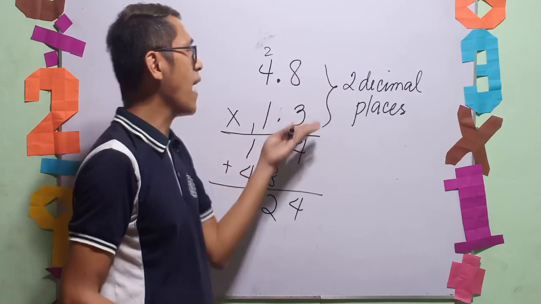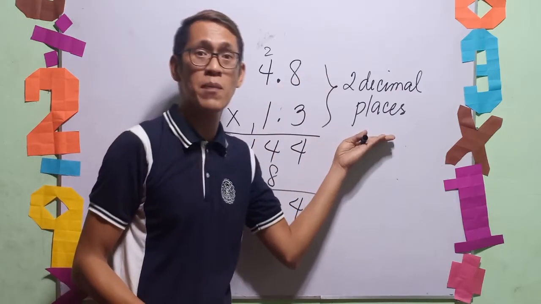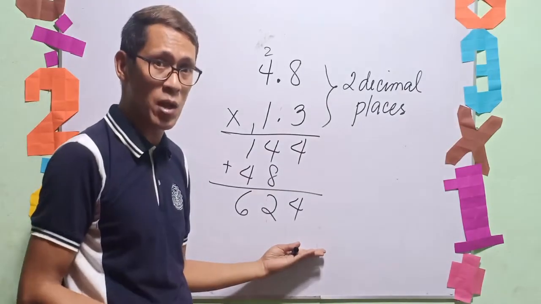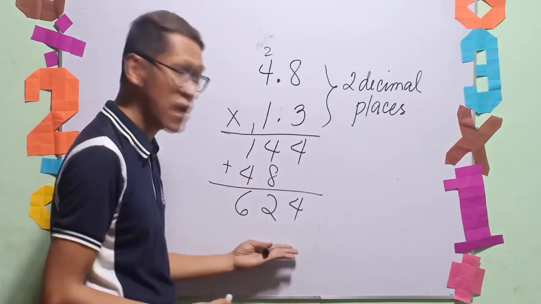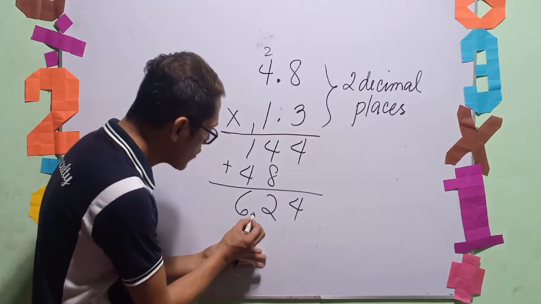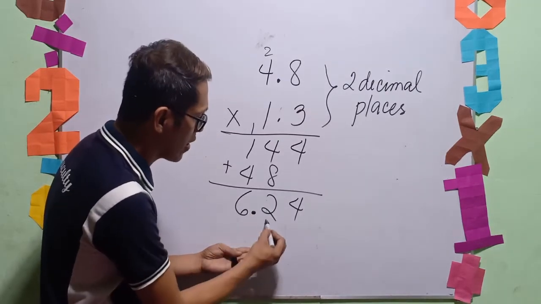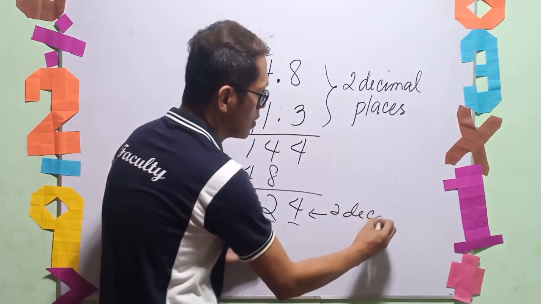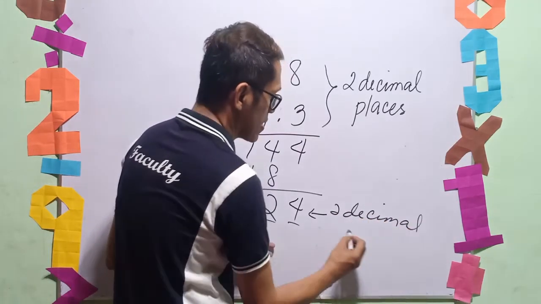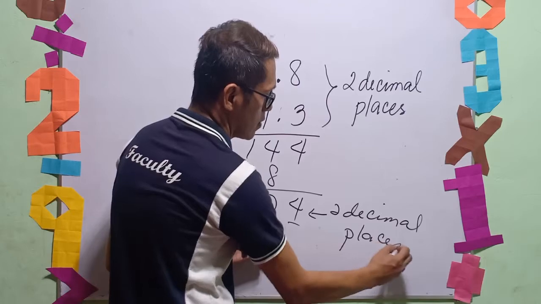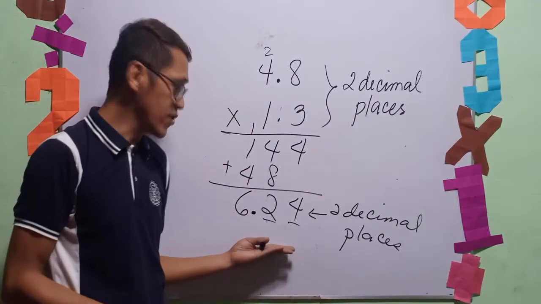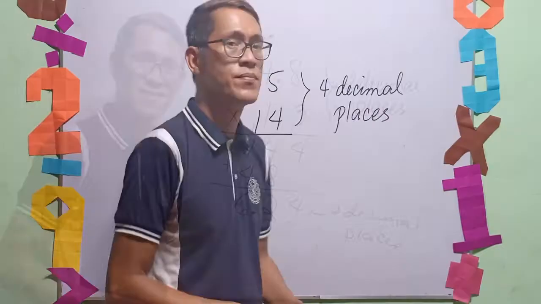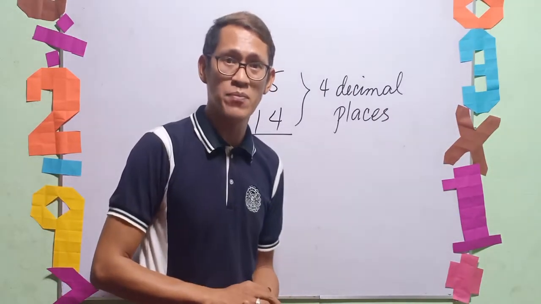Again, in the factors, there are two decimal places. So in our product, there should also be two decimal places. So to have two decimal places here, we have to put the decimal point here. So you have 1, 2. So we have here two decimal places. So our answer is 6.24. Did you get that? Now let's have one more example.